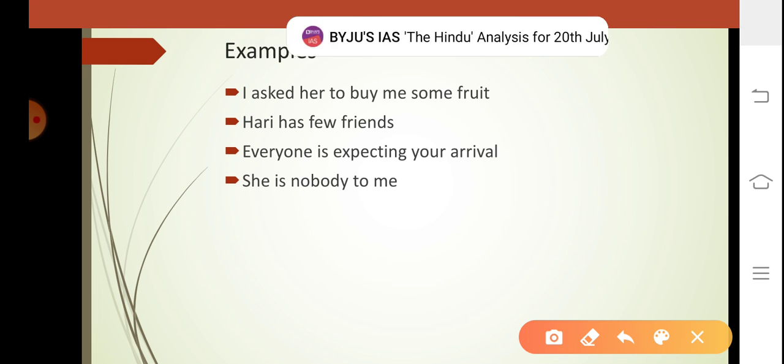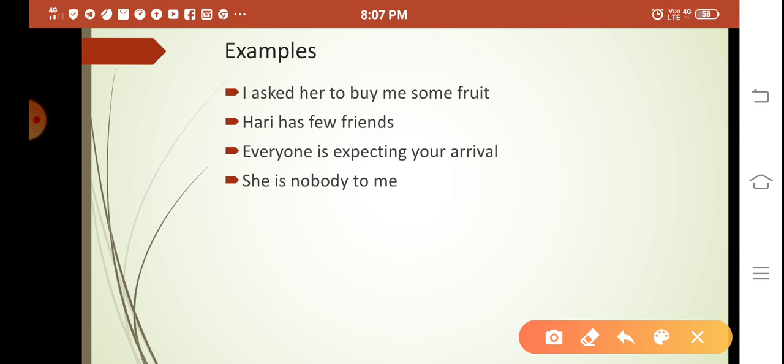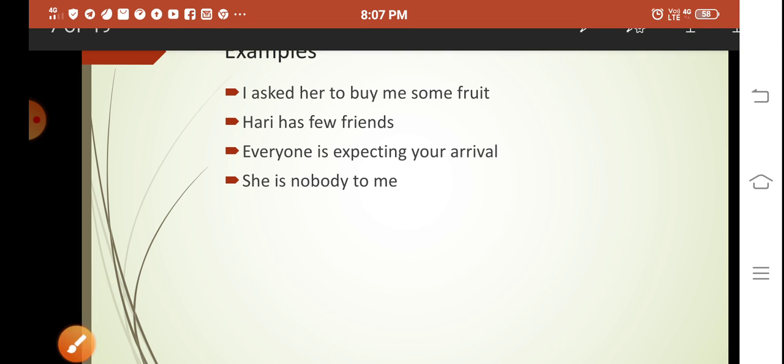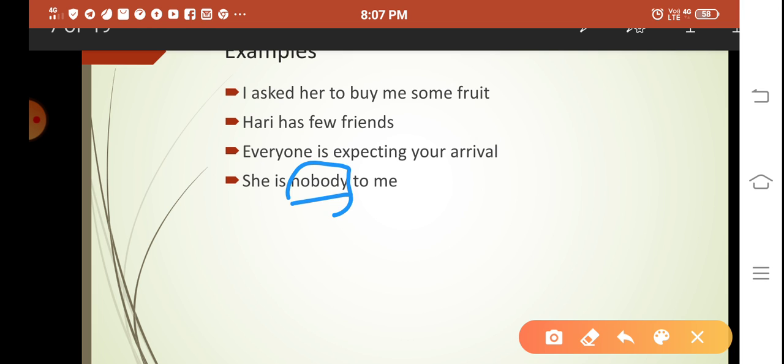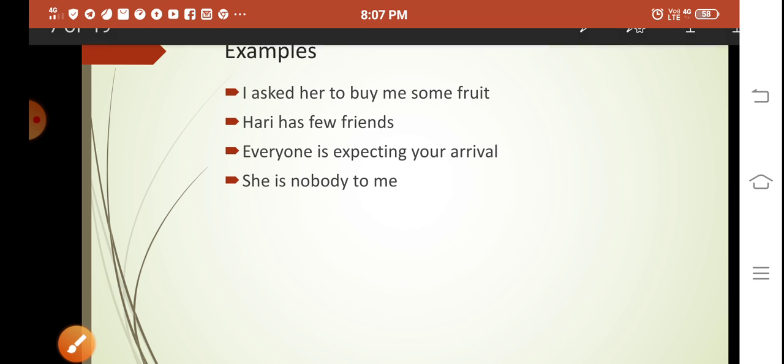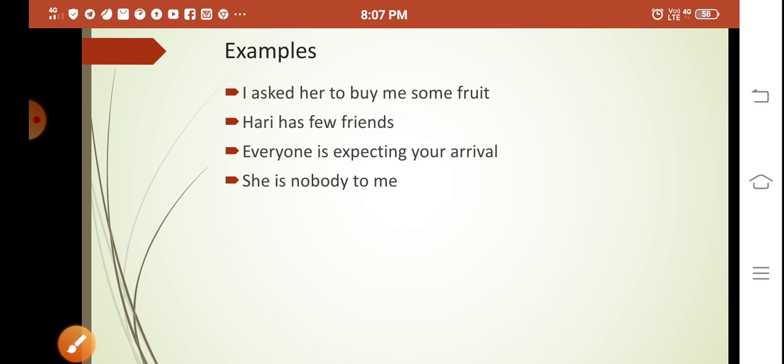Everyone is expecting your arrival. It means everyone. We do not know the exact persons. We do not have the exact noun. So everyone, all the persons. It is not definite. It means we are mentioning some limited number, or a particular number. She is nobody to me. So you can assume it means she is nothing to me. So this is also an indefinite pronoun.